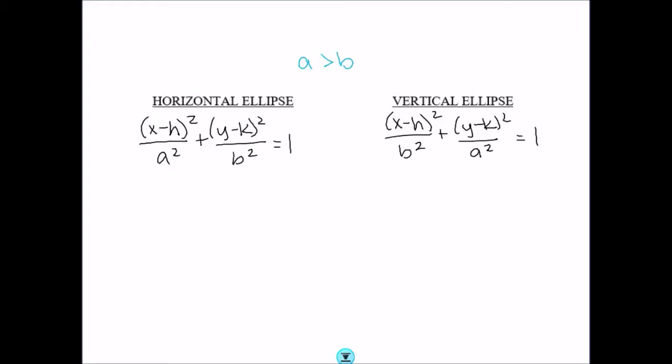When we are trying to write our equations, we need three pieces of information. We need the center, which will give us h, k, and we need to know what a and b are. Once we have those three pieces of information, we can write our equation.